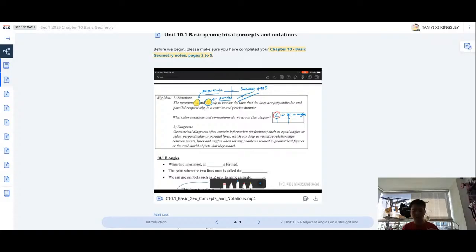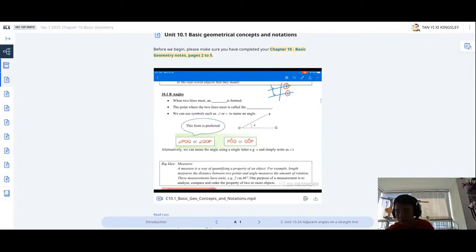Okay. Diagrams. Geometrical diagrams often contain information such as equal angles or sides, perpendicular or parallel lines, which can help us visualize relationships. In other words, if I have a diagram over here and these two lines are parallel, usually I will use these two arrows to convey that they are parallel. Or if they are perpendicular, I will use the right angle to indicate the perpendicular line. So these are things that you want to take note of, especially when you're given a diagram and you're asked to find the angle.